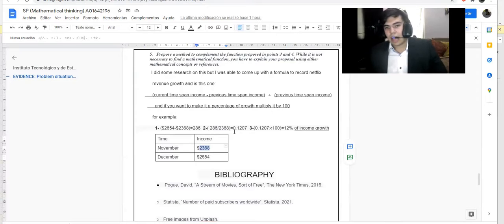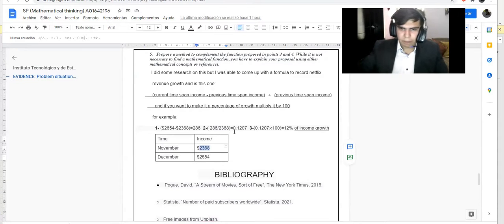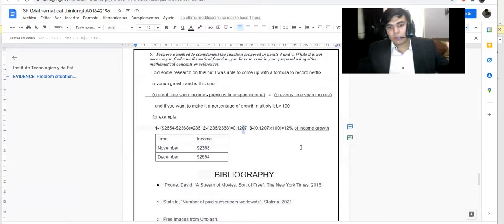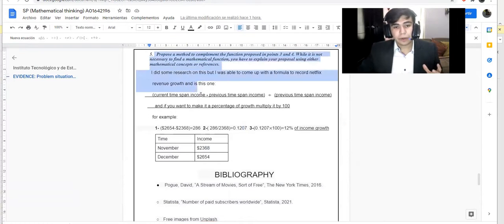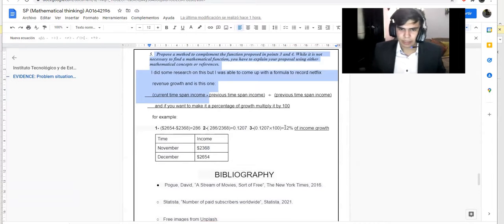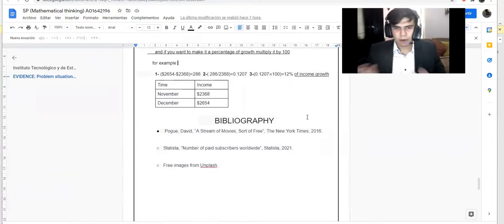With that, we go to the third part of this formula, and this is optional. That is to multiply the result, 0.12 and 0.07, by 100. That will leave us with 12% of income growth. That is a formula that I invented, and it is good to know the growth of the company. We can do that with the incomes of Netflix easily. And that's all the work.